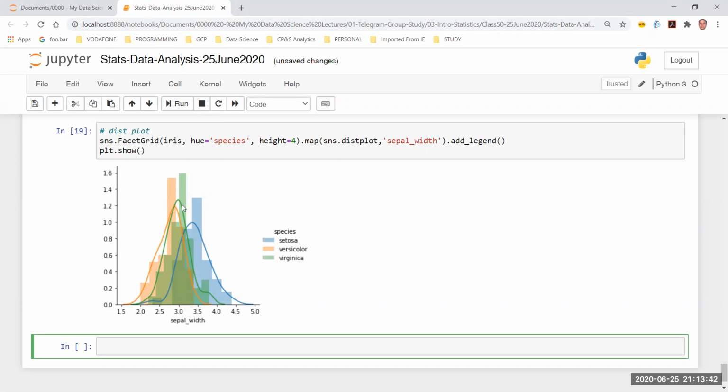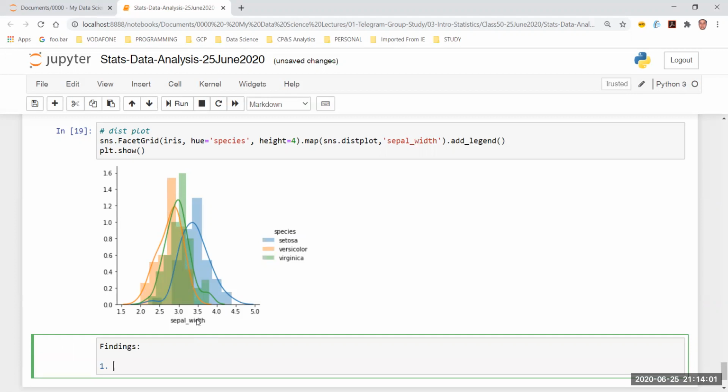Clearly, there is a very difficult demarcation between versicolor and virginica. Versicolor and virginica are very closely related when it comes to sepal width. Sepal width is really not a good candidate to do the bifurcation. Okay, we have found out something. Let's write them down. Please always write down your findings.